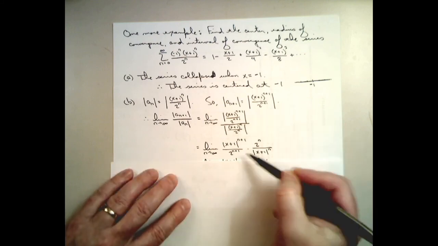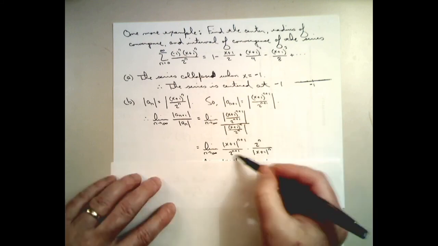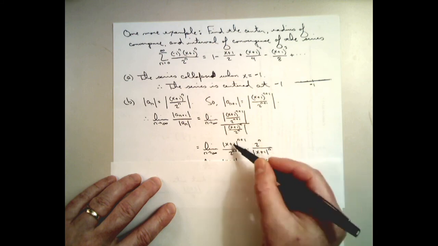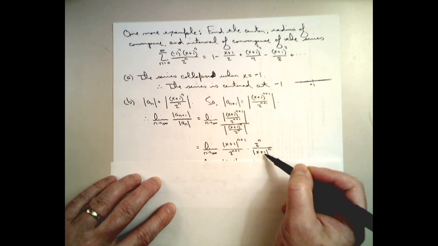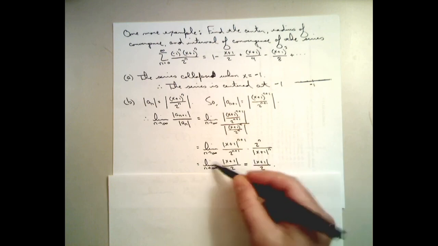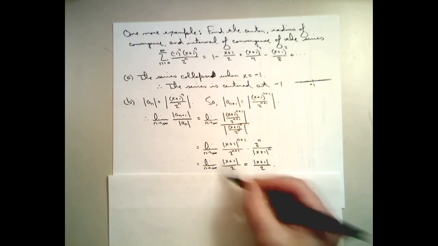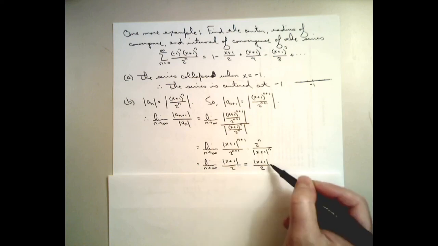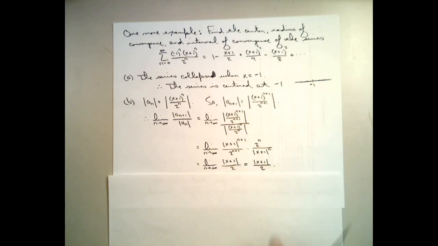So invert and multiply. I have one more 2 in my denominator than I have in my numerator. I have one more absolute value of x plus 1 in my numerator than I do in my denominator. And so that's going to reduce to the absolute value of x plus 1 over 2. As far as the limit's concerned, n is my variable. I don't have any n's there. And so this limit is just going to be the absolute value of x plus 1 over 2.